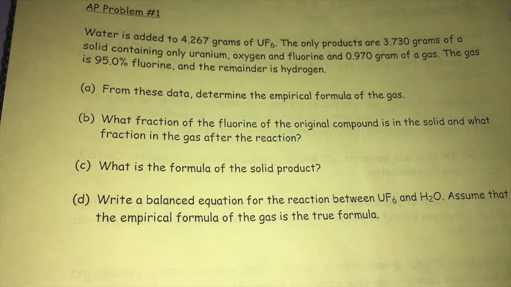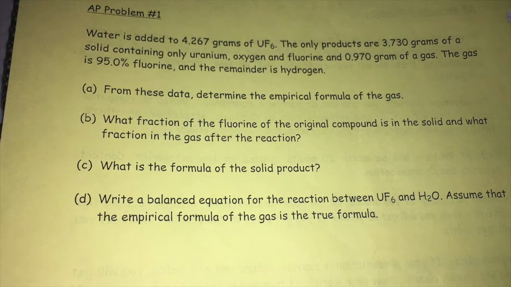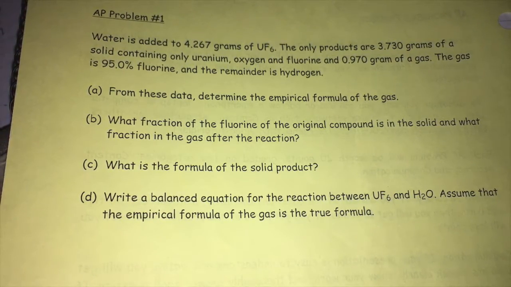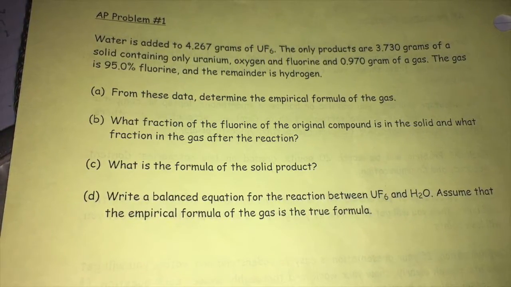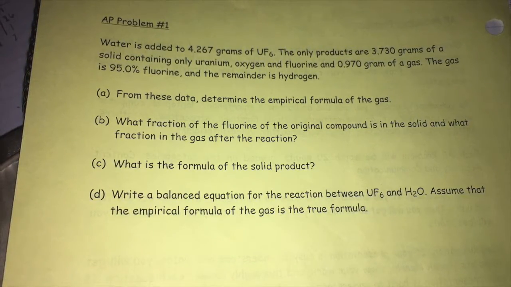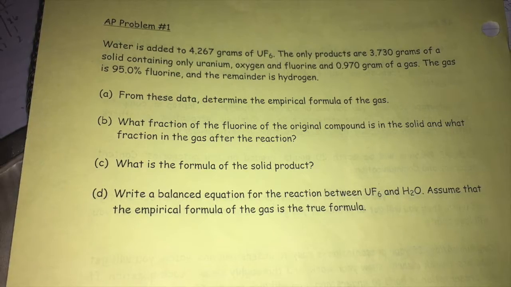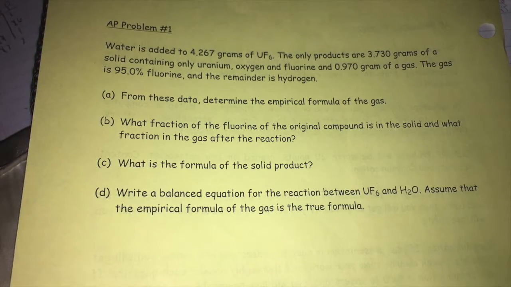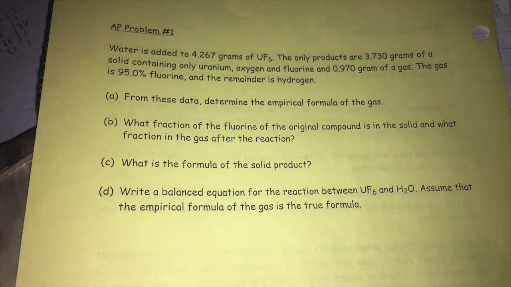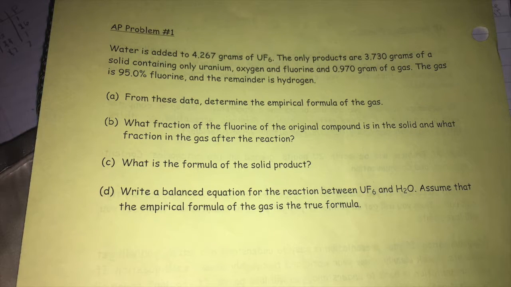Water is added to 4.267 grams of uranium fluoride. The only products are 3.730 grams of a solid containing only uranium, oxygen, and fluorine, and 0.97 grams of a gas. The gas is 95% fluorine, and the remainder is hydrogen. Part A of this question asks us to determine the empirical formula of the gas.